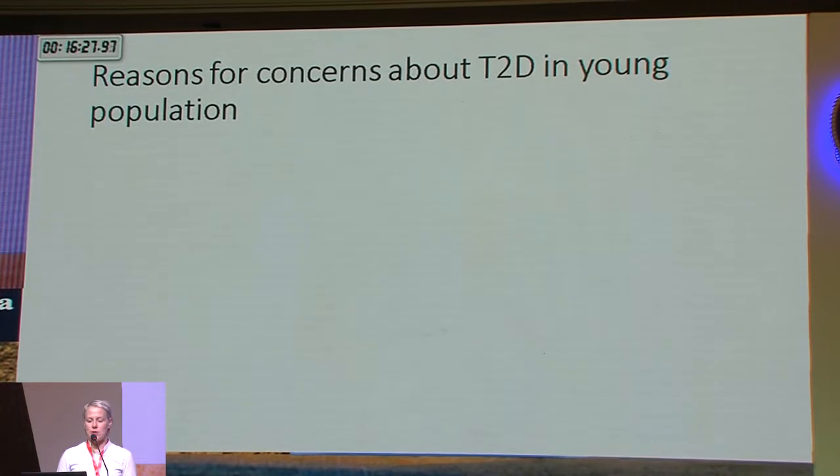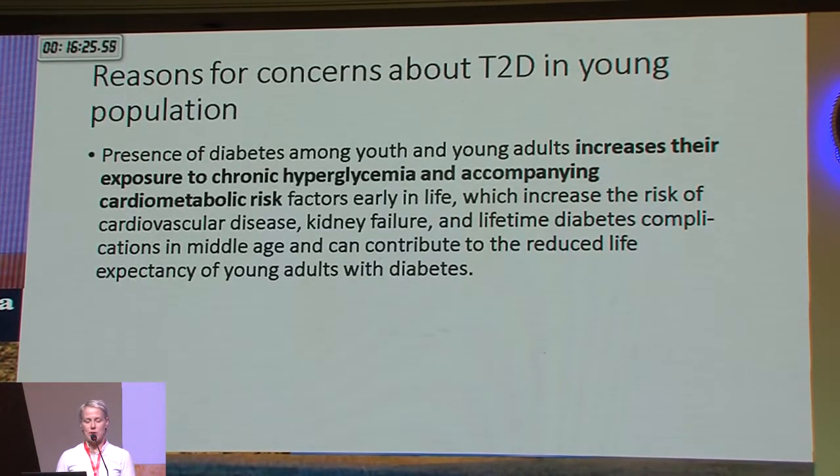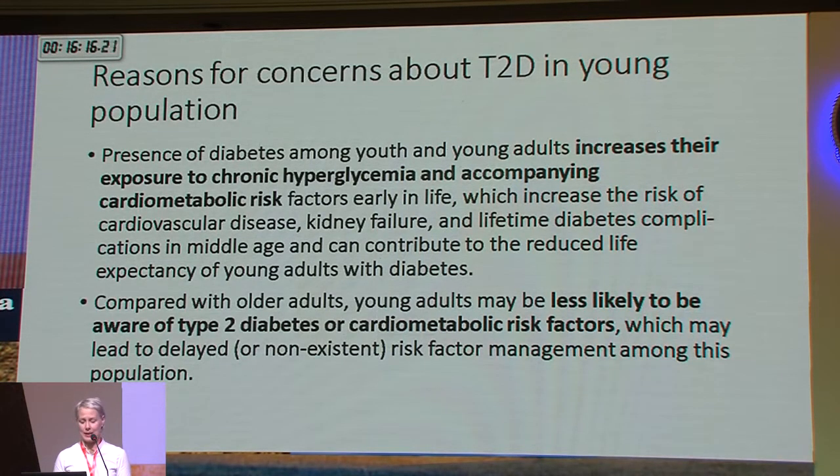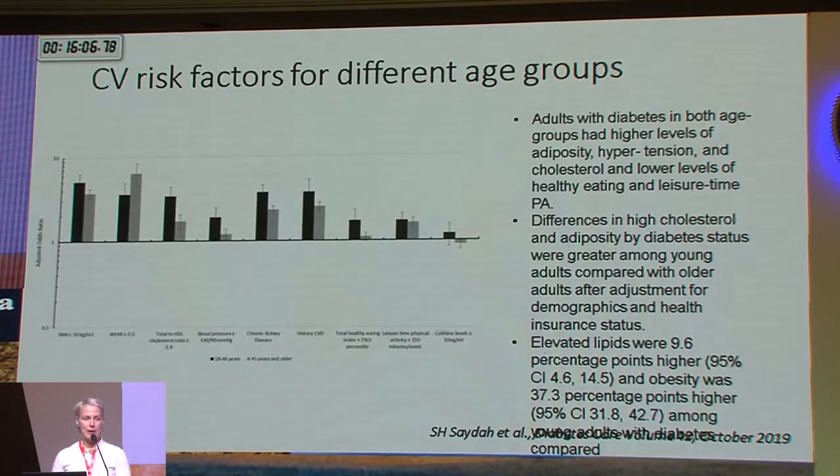What is the reason for the concerns about type 2 diabetes in the young population? Because they have a longer period of hyperglycemia, which can lead to a higher prevalence of chronic complications. And of course, they are less likely to be aware of type 2 diabetes or cardiometabolic risk factors because they are too young for that. Also, it's very important to remember, and this study was just published this month in Diabetes Care, that younger patients have more severe cardiovascular risk factors than older patients, and we need to keep it in mind.